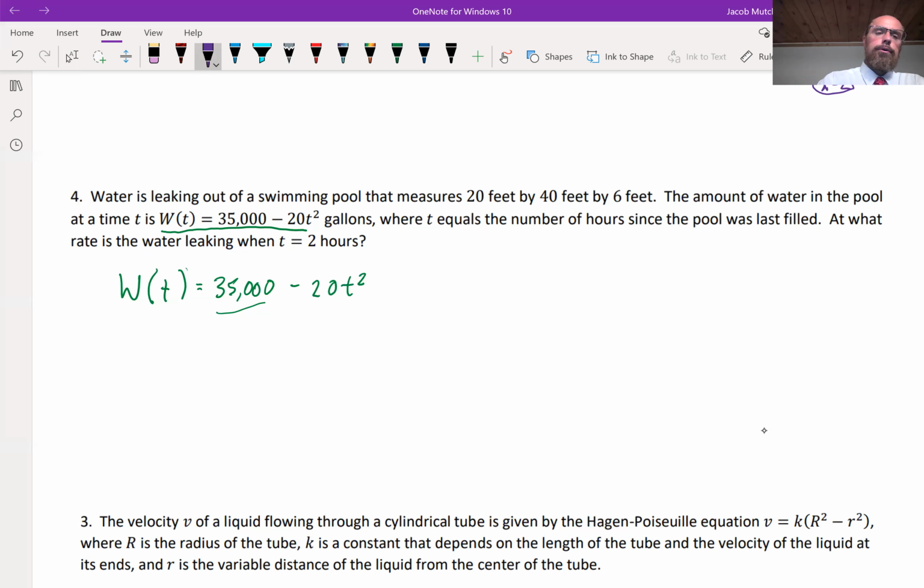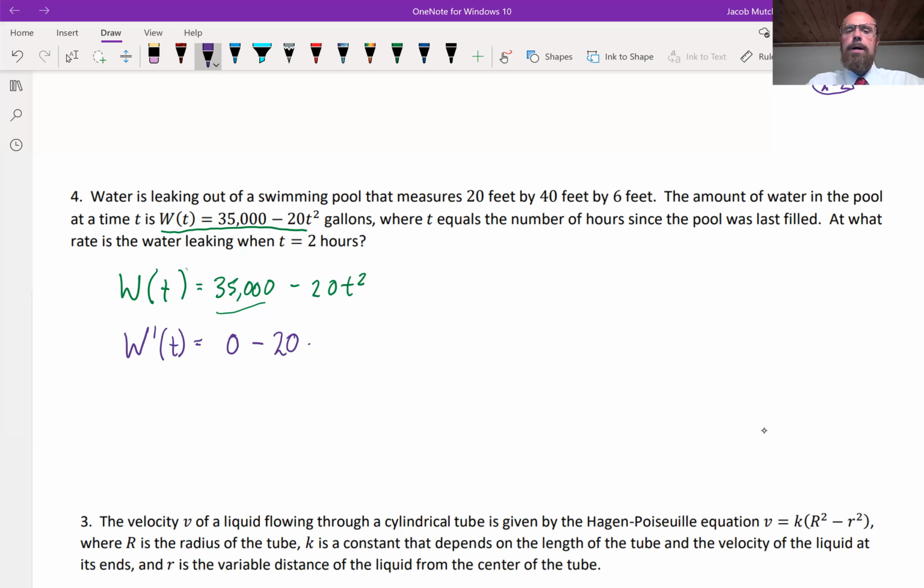So we'll put our notation here, w prime of t, or the derivative of w of t. And so I'm just going to apply some of my polynomial derivative rules. For a constant, remember the derivative of a constant like 35,000 is going to be 0. And then I'm going to apply the difference of two functions derivative rule. So we're going to take a derivative of negative 20t squared separate from the 35,000. So that's going to be the constant 20. Constant multiplier just sets out front.